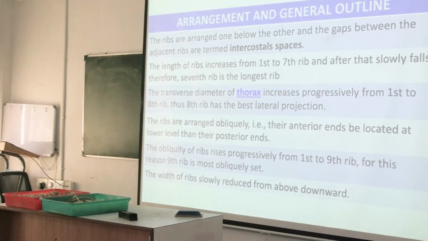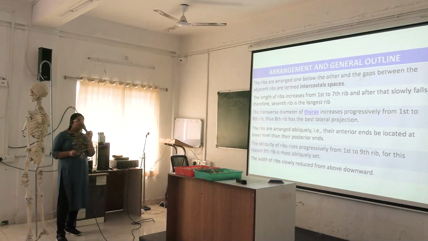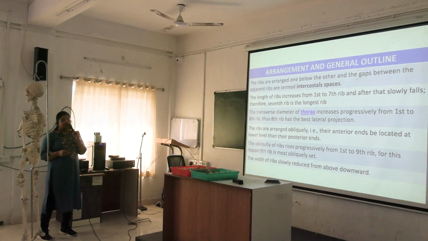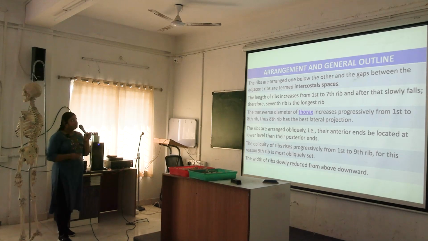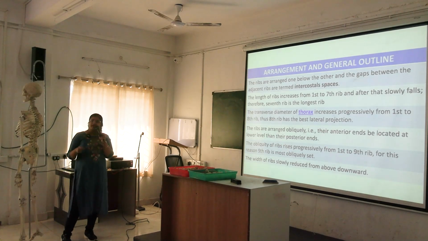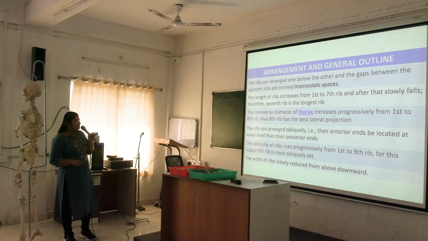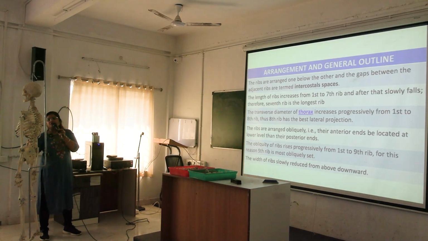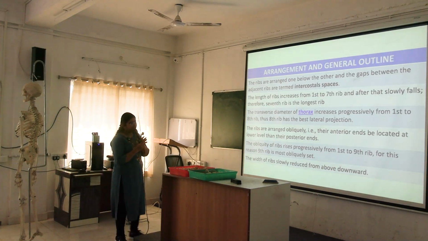So the ribs are arranged obliquely, and their anterior ends are located at a lower level than their posterior ends. The obliquity of the ribs rises progressively from the 1st to the 9th rib. For this reason, the 9th rib is most obliquely set. So the 7th rib is the longest. At the level of the 8th rib, the transverse diameter is highest, and the 9th rib is the most oblique rib. You remember like this. The width of ribs slowly reduces from above downward. You can see the width is more above, and in the lower part the width is gradually narrowing.